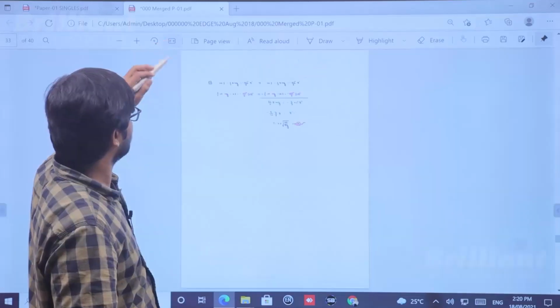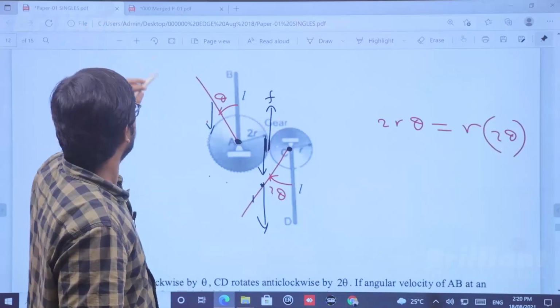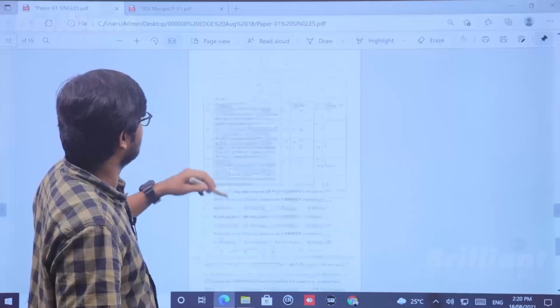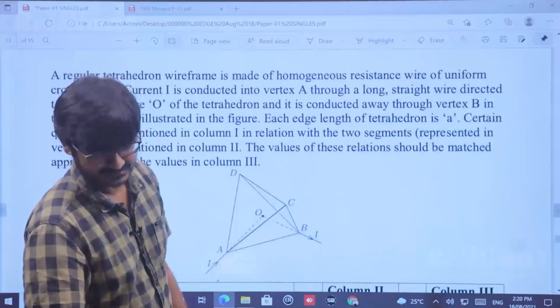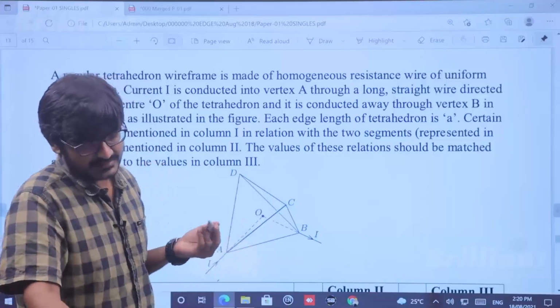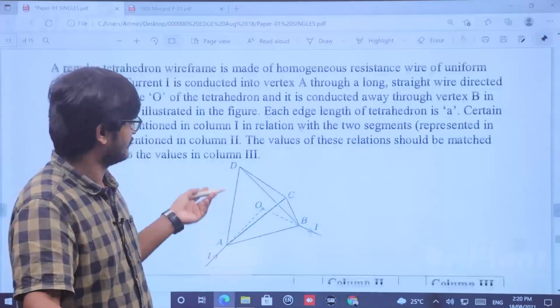The other two questions are kind of math questions, maybe you can try yourself. I am not that good at explaining math stuff. A regular tetrahedron Y-frame, okay, anyway you can pause and read the question.